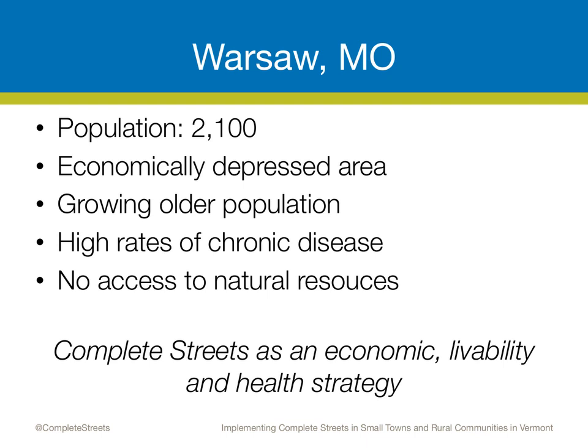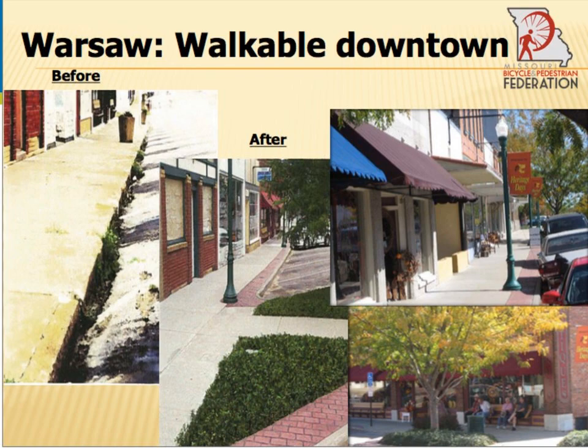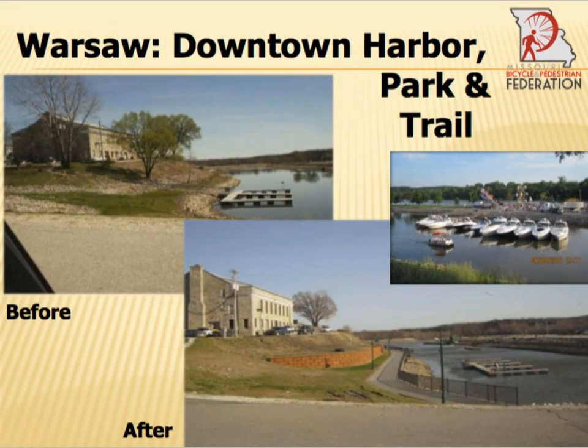Bicycle Route 51. And I just wanted to share some pictures that are courtesy of the Missouri Bicycle and Pedestrian Federation. So these are before and afters of what they chose to do in their downtown. And you can see on the left there's a really decrepit sidewalk and how they chose to build that back up to make it a really walkable main street. You can see the beautiful street lights and street trees, the awnings. Here they had a downtown harbor and park trail, and on the left you can see what it looks like before and how they really chose to build that up and make it a destination center.